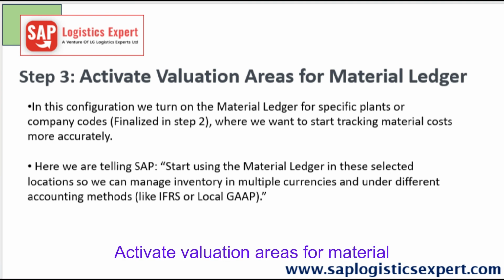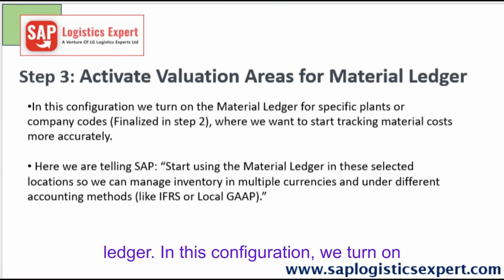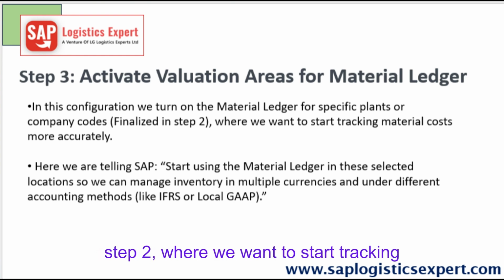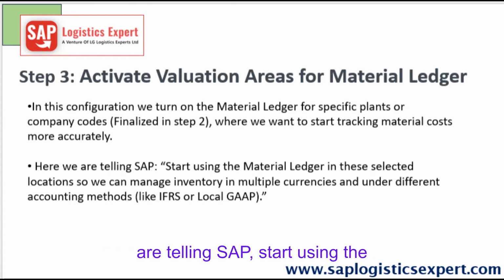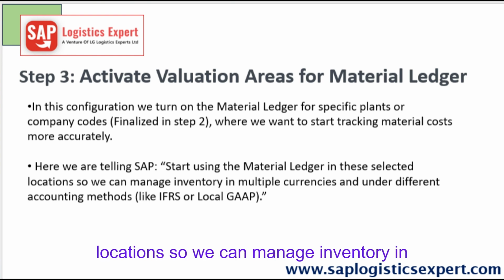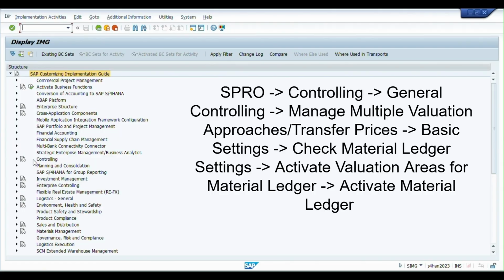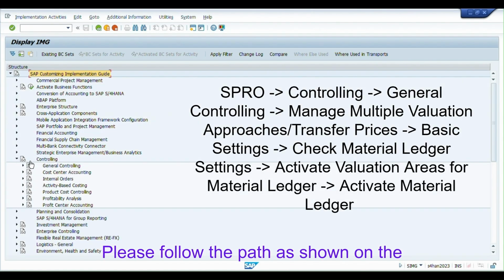Step 3. Activate valuation areas for Material Ledger. In this configuration, we turn on the Material Ledger for specific plants or company codes, which were finalized in Step 2, where we want to start tracking material costs more accurately. Here we are telling SAP, start using the Material Ledger in these selected locations so we can manage inventory in multiple currencies and under different accounting methods, like IFRS or local GAAP. Please follow the path as shown on the screen.